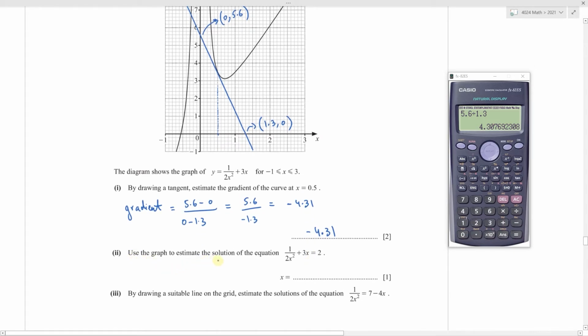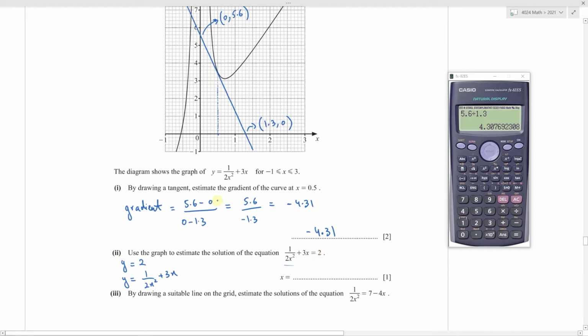Use the graph to estimate the solution of the equation 1 over 2 x squared plus 3x equals 2. If you look at the left side of this equation, it is the same as the graph given here, which is already drawn, and the other side is equal to 2, which is y here. So you're trying to simultaneously solve y equals 2 and y equals 1 over 2 x squared plus 3x. The graph for this is already given.